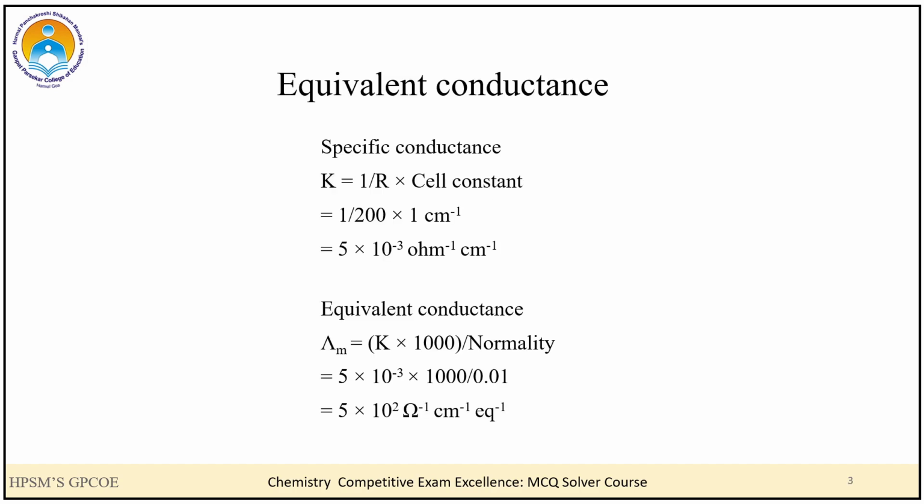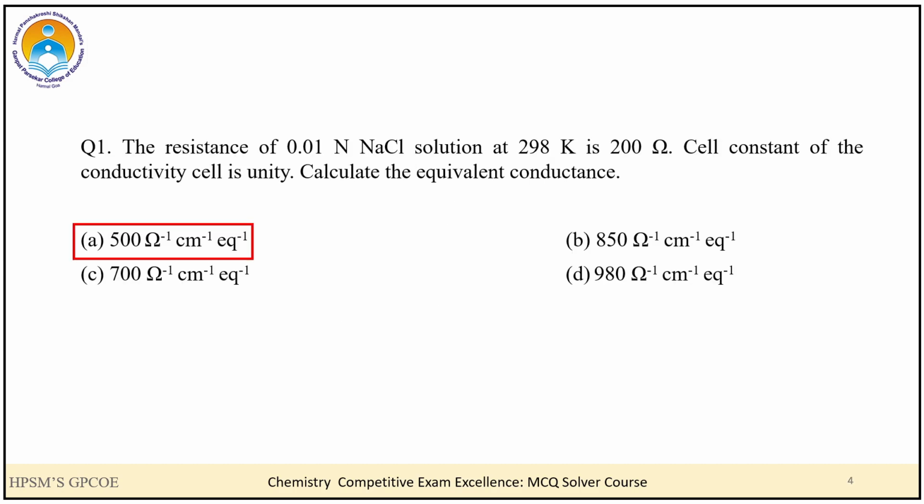To solve this problem, we have to know how specific conductance is related to the cell constant. The formula is K equals 1 upon R into the cell constant, which is 1 divided by 200 into 1 centimeter inverse. This gives us a value of 5 into 10 raised to minus 3 per ohm per centimeter. Next, to calculate the equivalent conductance, we have to use lambda m equals K into 1000 divided by normality, which comes to 5 into 10 raised to minus 3 into 1000 divided by 0.01. Thus, we get the answer as 5 into 10 raised to 2 per ohm per centimeter per equivalent. Thus, option A is the answer.